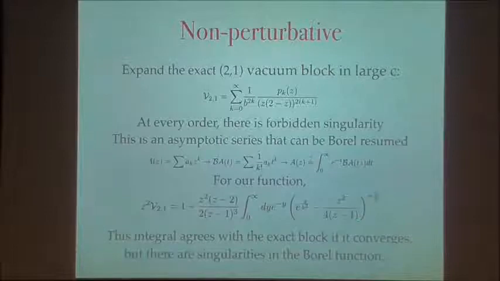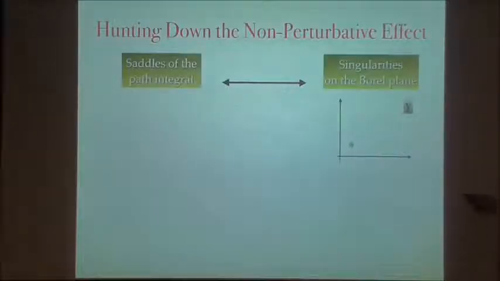But of course, there are singularities on this Borel plane. So for some choice of z, this integral does not converge, and there is a singularity. These singularities are very useful and informative because they actually directly give you the non-perturbative effect, which I will explain now. There is a simple argument that relates the singularities on the Borel plane to the saddles of the path integral. Of course, to do this, you're assuming that there is a path integral description for the 3D gravity.